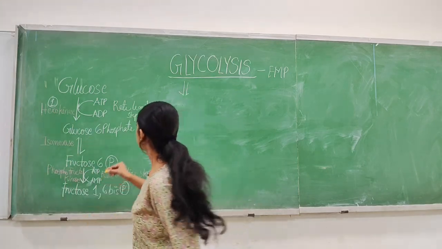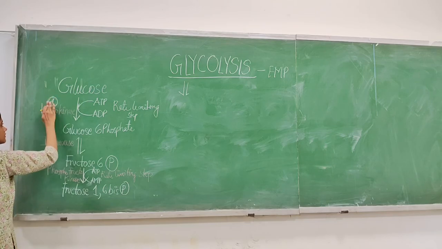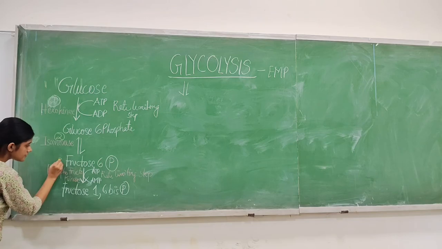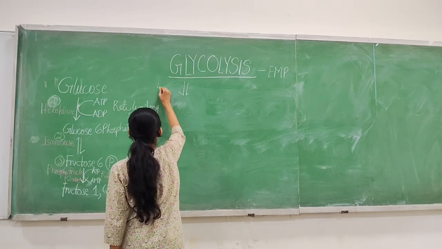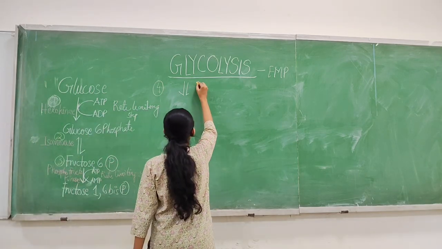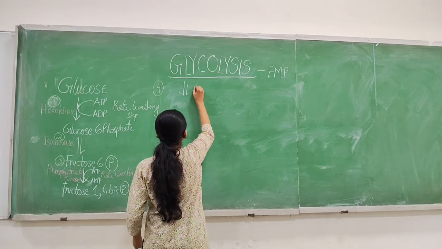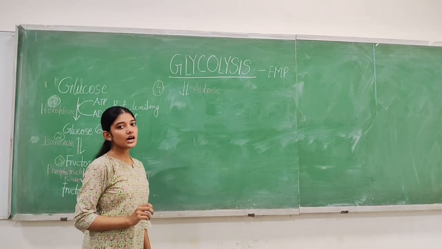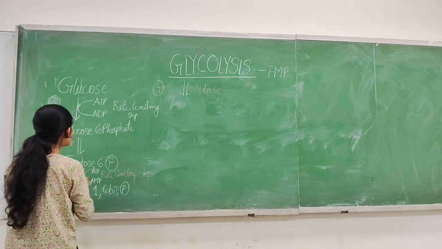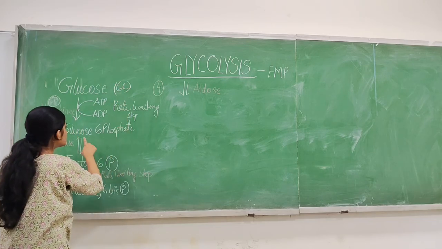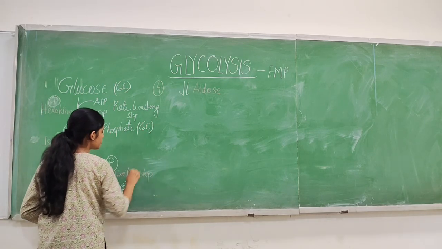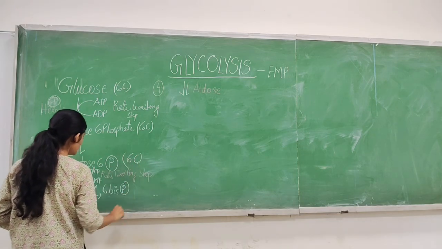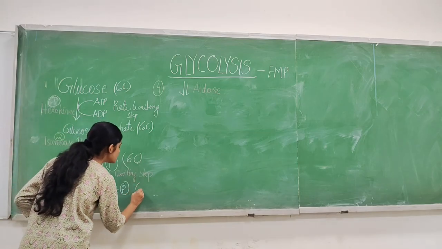This is the first step. This is the second step. This is the third step, and here the fourth step. With the help of an enzyme called aldolase, two 3-carbon molecules are formed. Glucose is a 6-carbon molecule. Glucose 6-phosphate is also a 6-carbon molecule. Fructose 6-phosphate is also a 6-carbon molecule, and fructose 1,6-bisphosphate is also 6-carbon.